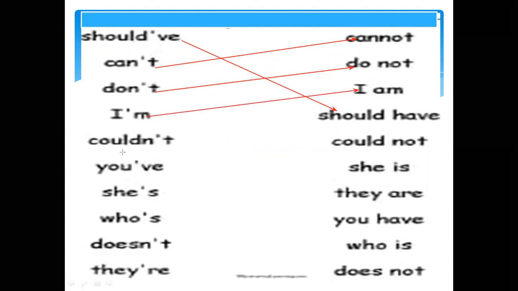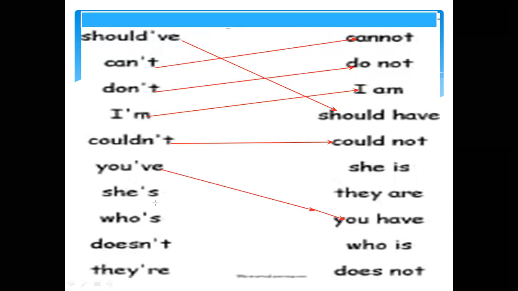Couldn't, could not. You have. Okay. Please try this exercise in your copybook. Try it in your copybook.